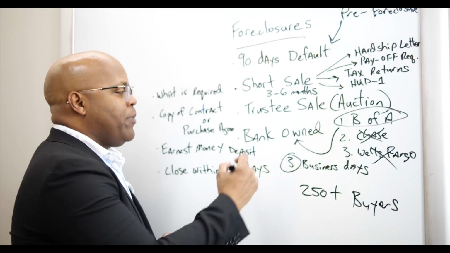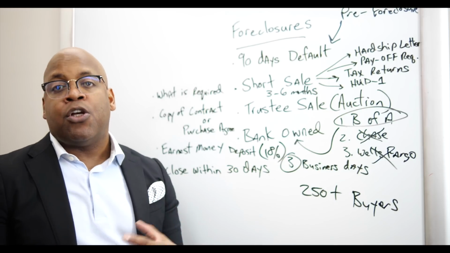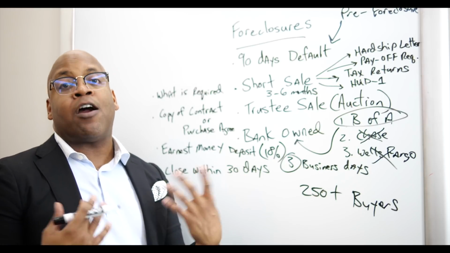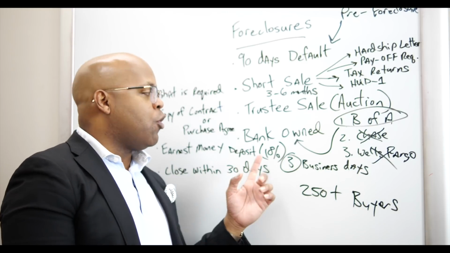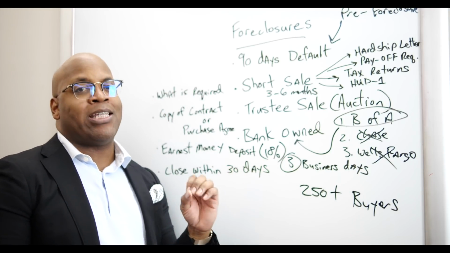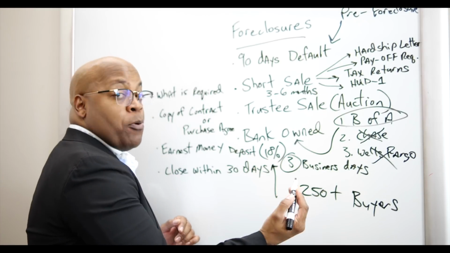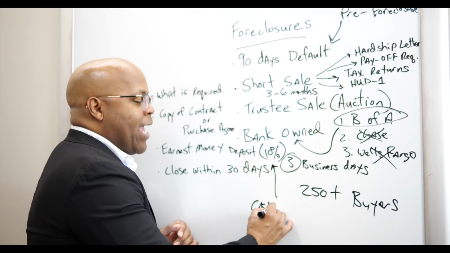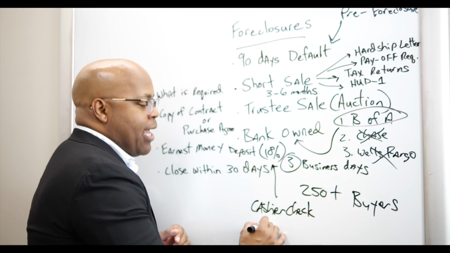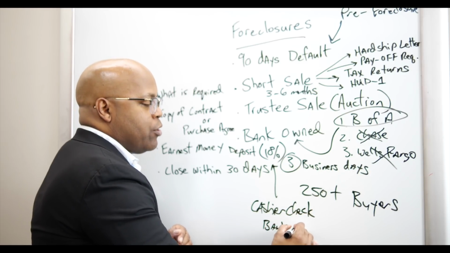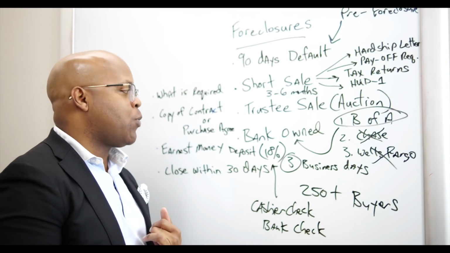The next thing is the earnest money deposit. Most auctions typically require 10% of the purchase price. So if you're purchasing a property for $500,000, 10% of $500,000 is $50,000. That's the money that you need to have on hand. Typically, no personal checks. It needs to be a cashier's check, or some of you may know this as a bank check. But no personal checks whatsoever, okay?